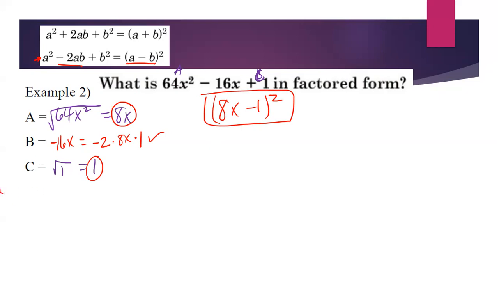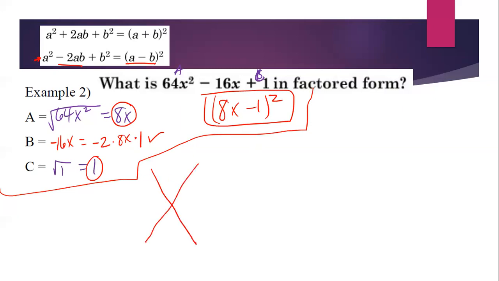Now we're going to do this the classic way. The classic for this would be either X box or grouping, whichever one you prefer. I'll do X box. So with X box, you have your A times your C, which is 64x squared, and you have negative 16, which is your B. You're looking for what multiplies to give you 64x squared, but adds to give you negative 16. What two numbers will multiply to give me a positive 64, but add to give me a negative 16?